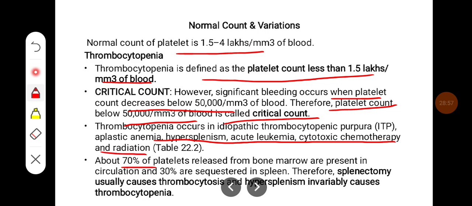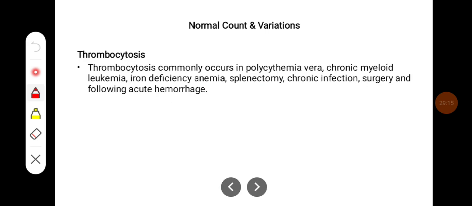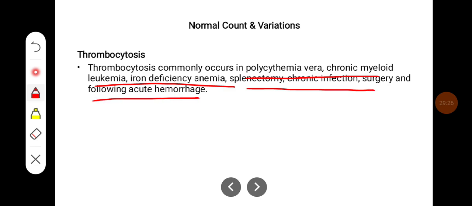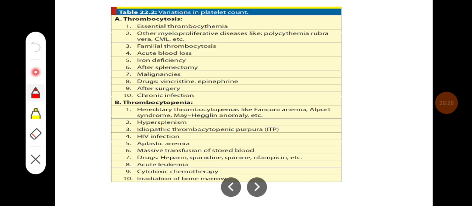About 70% of the platelets released from the bone marrow are present in circulation and 30% are sequestered in the spleen. Therefore, splenectomy usually causes thrombocytosis, and hypersplenism invariably leads to thrombocytopenia. Thrombocytosis commonly occurs in polycythemia vera, chronic myeloid leukemia, iron deficiency anemia, splenectomy, chronic infection, surgery, and following acute hemorrhage. So these are some of the causes for thrombocytosis and thrombocytopenia.